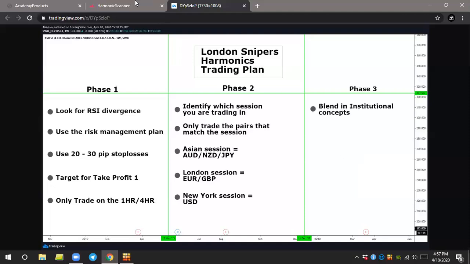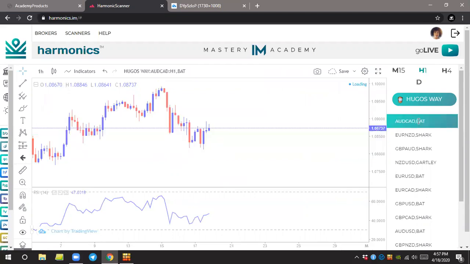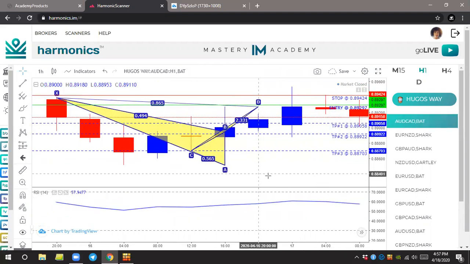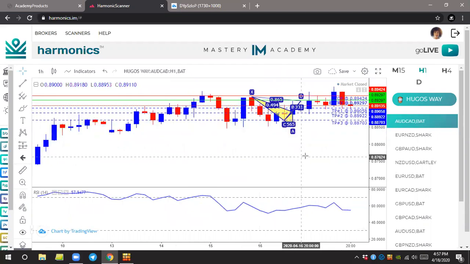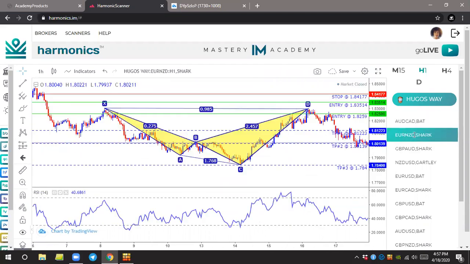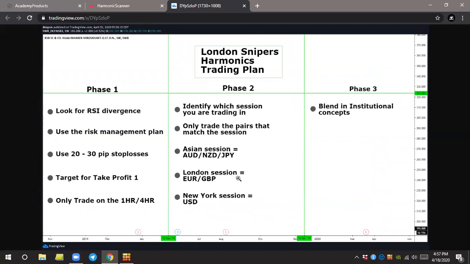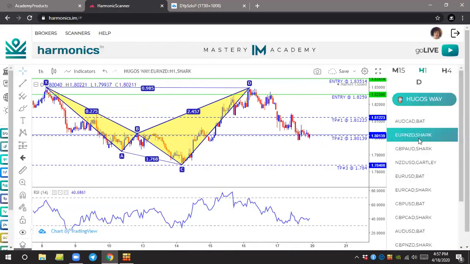Okay, so when you go into your harmonic scanner, and let's say you clicked on H1 here, and for example you have AUD CAD, right? AUD CAD is a pair that you would trade throughout Asian session, right? Euro NZD, right, would be a pair that you trade throughout London session, right? So you would have been looking to make a kill between 2 to 4 a.m. London session for Euro NZD.